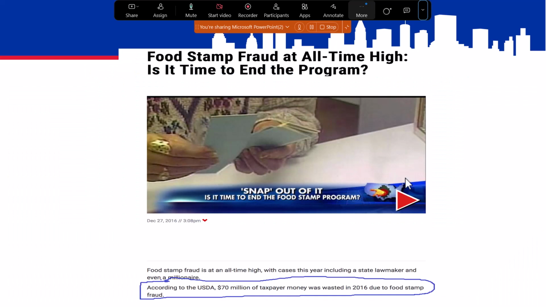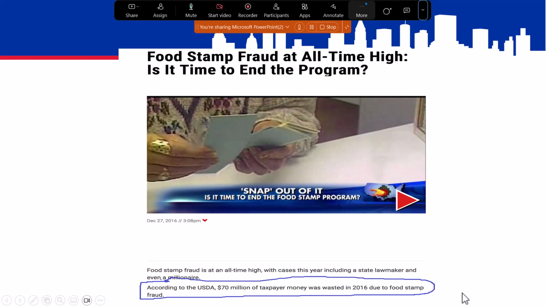Okay, so this was an actual headline, I think in a newspaper, or it was on some news site. Food stamp fraud at an all-time high. Is it time to end the program? So the key phrase in this article, according to the USDA, $70 million of taxpayer money was wasted in 2016 due to food stamp fraud.